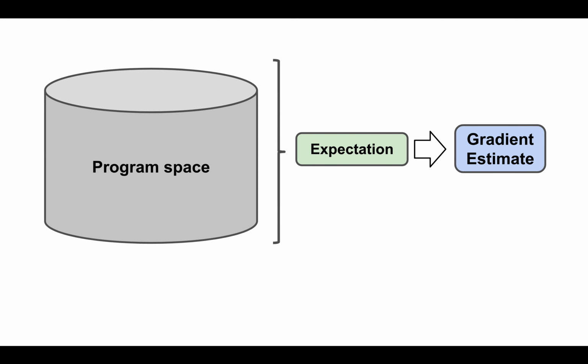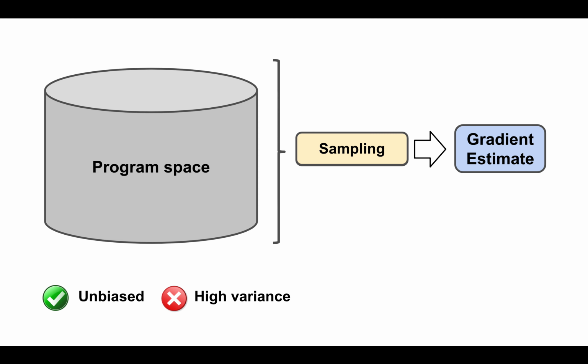So why is the variance lower? The gradient is computed as an expectation over the whole program space, which can be exponentially large. So estimating the gradient by sampling from the whole program space can have a lot of variance.